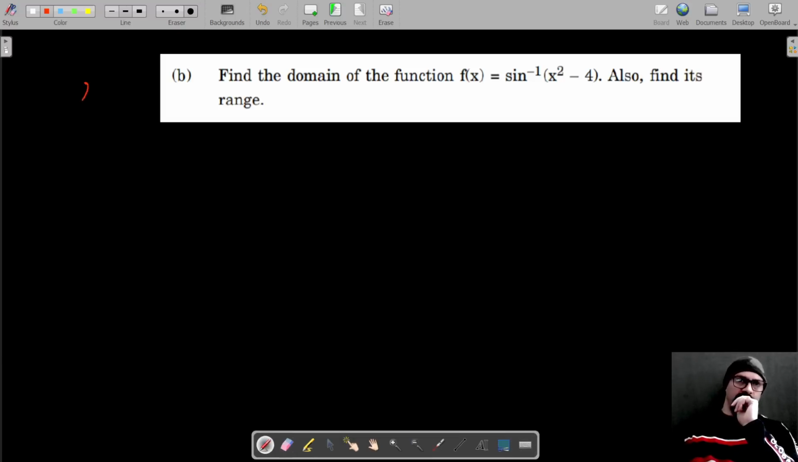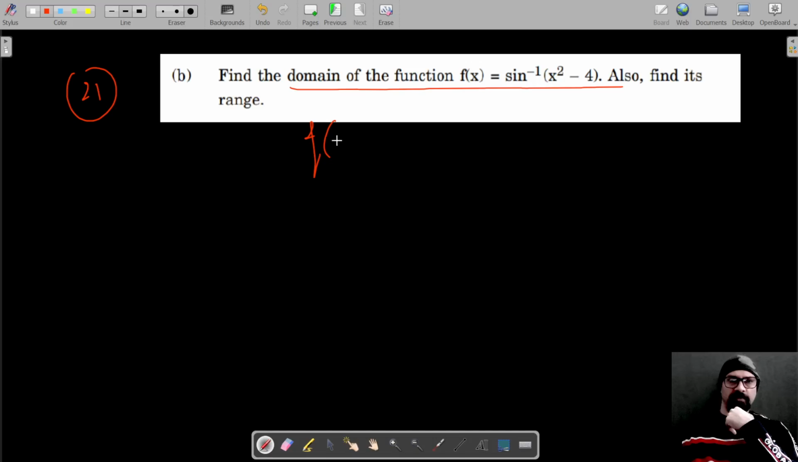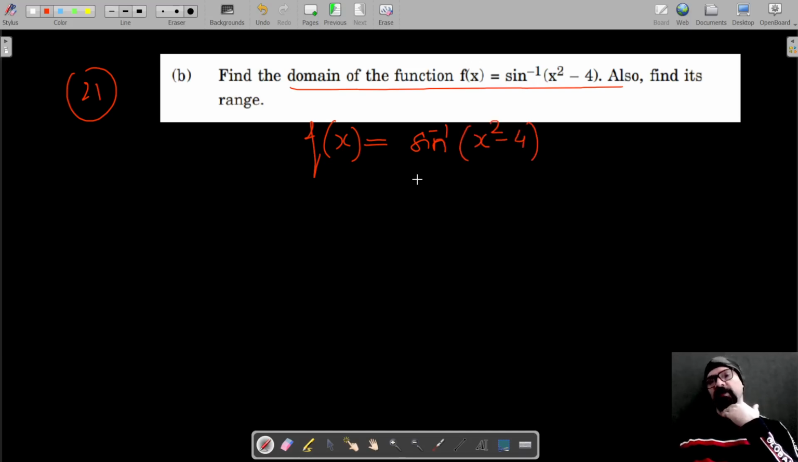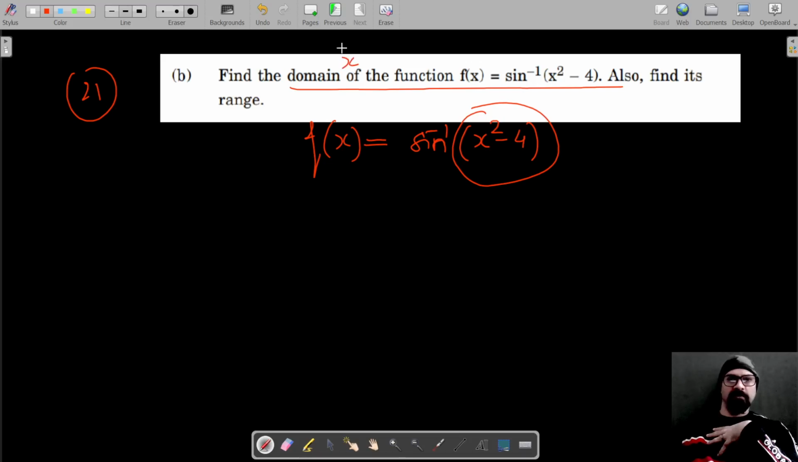Okay, for part B of question number 21, we have to find the domain of the function, and the function is given as f of x is equal to sine inverse of x square minus 4. Now, the domain of the function means that we have to find the values of x. For the sine inverse function, the value of x square minus 4 is always between minus 1 and 1.